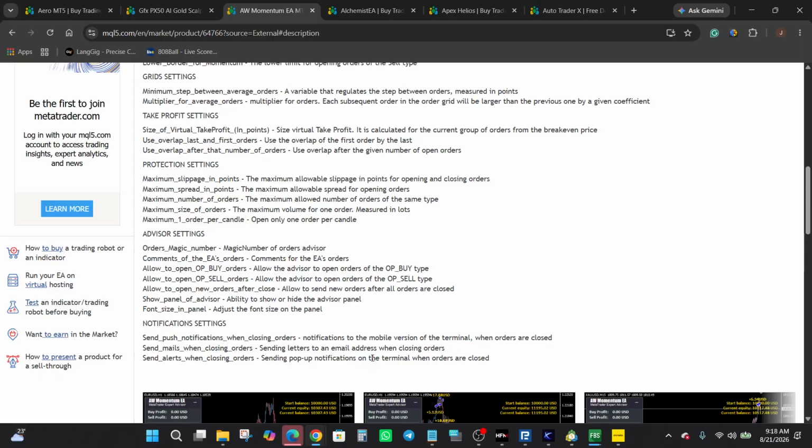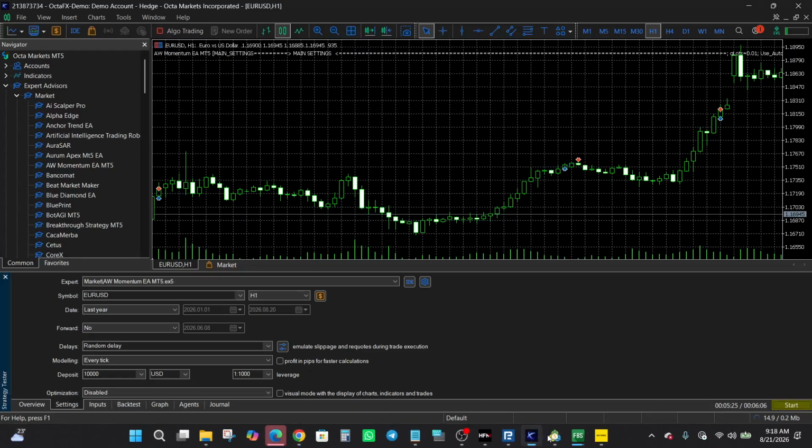The developer provides a number of configurable controls, but the information supplied here does not include independently verified trading results. So I wouldn't use the marketplace description alone as proof of how the EA will perform in live trading. Now let's head over to my strategy tester, because I've actually backtested this expert advisor. Let us see how it performed.